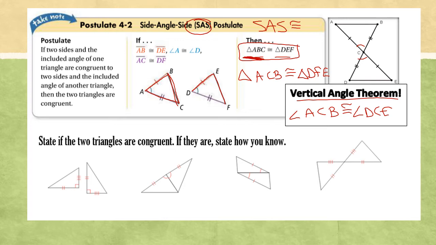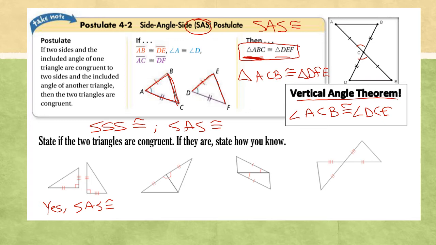Okay, so state if the 2 triangles are congruent. If they are, state how you know. So again, we actually have 2 ways now. We have side, side, side congruence, and we have side, angle, side congruence. Remember, this angle's got to be between the sides. So on this first picture, they're both right triangles. That's great. Remember, all right angles are congruent. So this one is definitely a yes, and the reason is side angle side congruence.